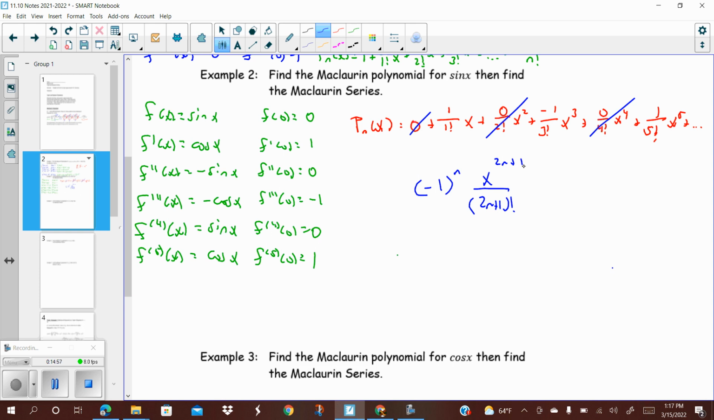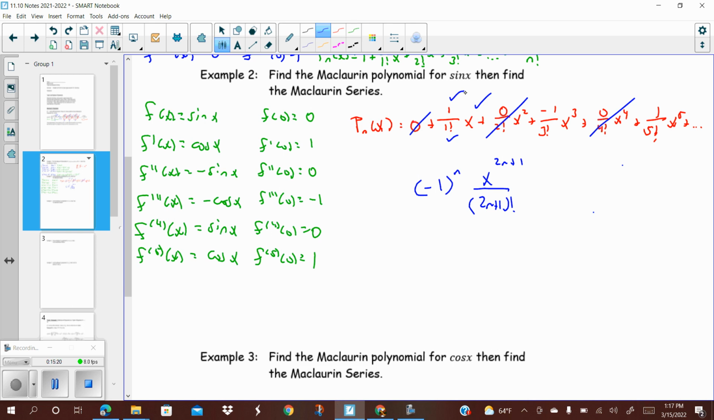So now if you think about this, if we start this series at 0, and you plug in a 0 for n, on the numerator you're going to get x to the first, which matches that. On the denominator you're going to get 1 factorial, which matches that. And if I plug the 0 into the negative 1, it gives me a positive 1, which matches that. Let's see if it works for the next term.